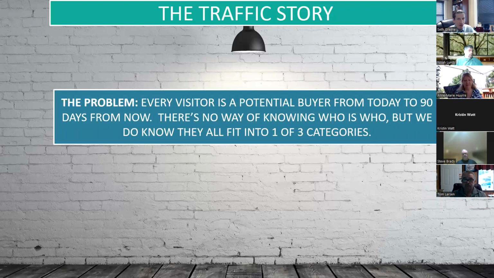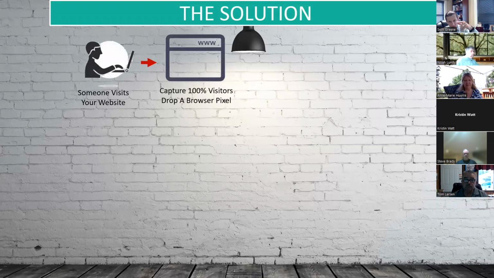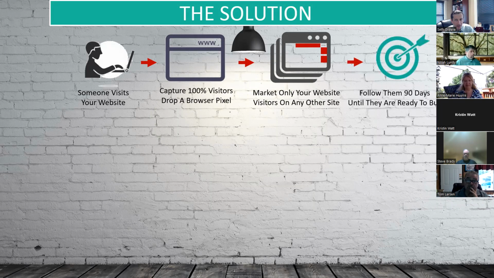The problem is there's no way of knowing which visitors fall into which of three categories, which we'll talk about in just a second. And before we do the three categories of site visitors, I want to tell you here's what happens. Somebody visits your website. If you have a pixel, a cookie, the little piece of code, you can then market to your visitors on any other website they go to. That is the traditional definition of retargeting, and you can follow them around until they're ready to buy.